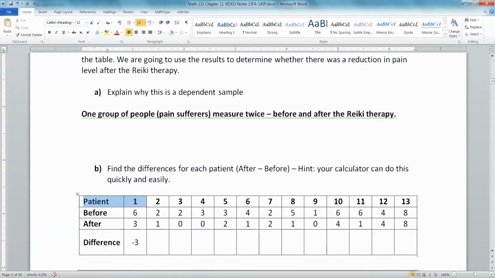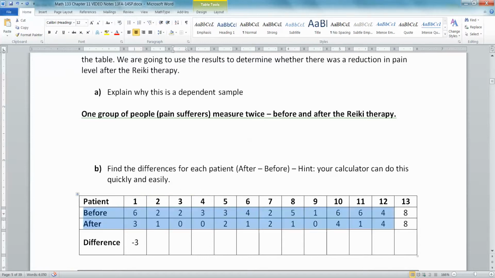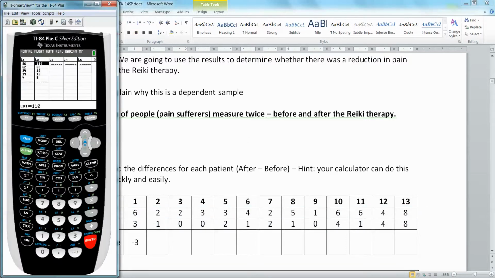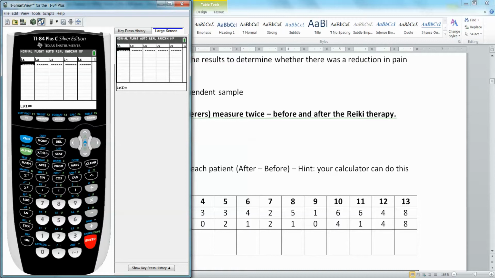Now, here are the 13 different patients. So we don't need those numbers. All they're doing is numbering off the patients for us. They could have done A, B, C, D, E just as easily. What matters to us is the before and after. This was their pain levels before for these 13 patients, and then this is their pain level after. So what we're going to do is go up and clear out the old.